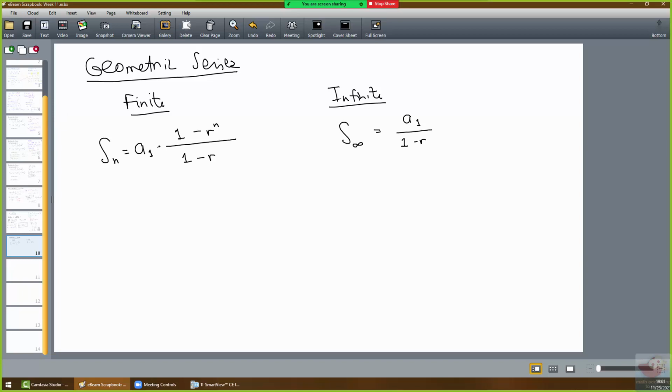I'm going to pull up our last one here. Oh, I apologize. Please write this next to the infinite one: if r has an absolute value of less than 1. There are no restrictions on the finite sum. r can be whatever it wants. But in order to have an infinite sum, you have to be multiplying by a number that's between negative 1 and 1 exclusively. If not, then the sum will go to infinity or negative infinity, and we don't want that.